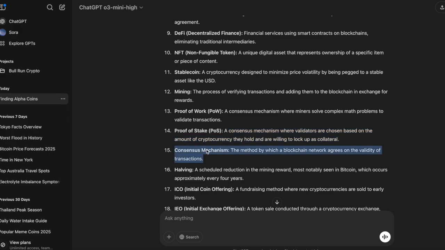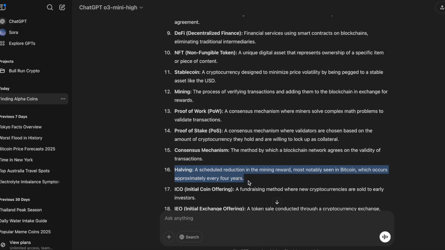Consensus mechanism. The method by which a blockchain network agrees on the validity of transactions. Let me say that again. The method by which a blockchain network agrees on the validity of transactions. Consensus mechanism.